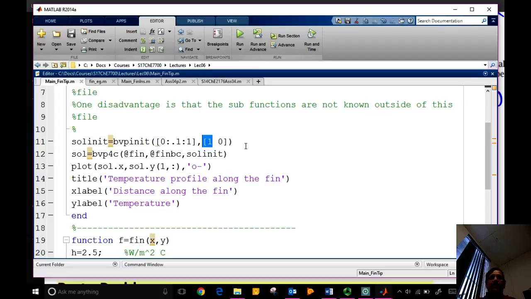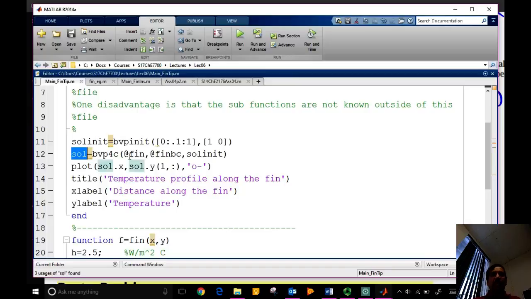right? So the second one is the guess for the second variable y2, which is 0 because I'm specifying constant temperature, so the gradient is 0. But both are only initial guesses. Then I call BVP4C and store the solution in a variable called SOL.